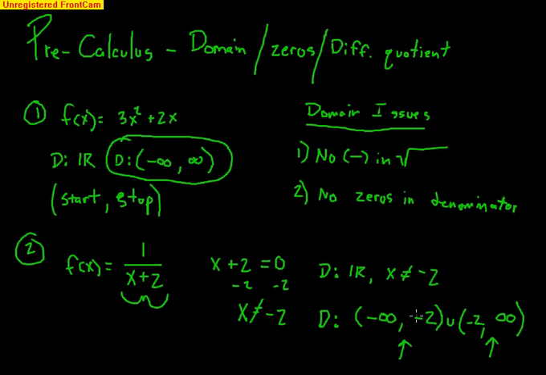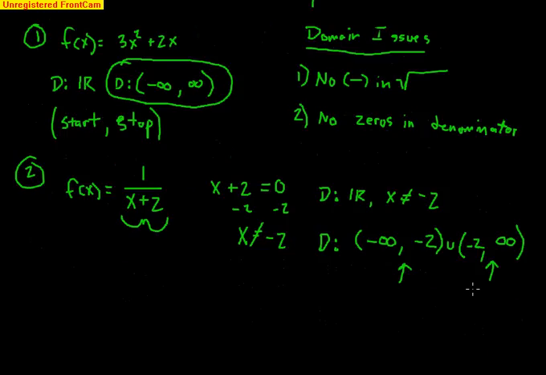So the domain in interval notation would be negative infinity to negative 2, take a break, real short break, and then continue from negative 2 on towards infinity.